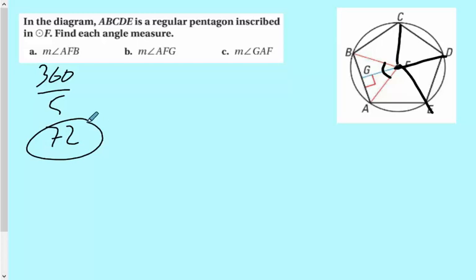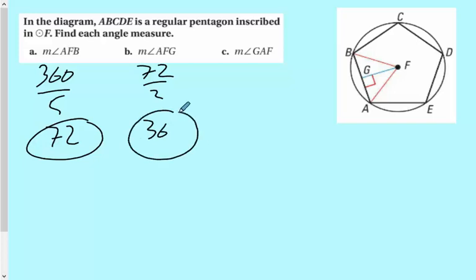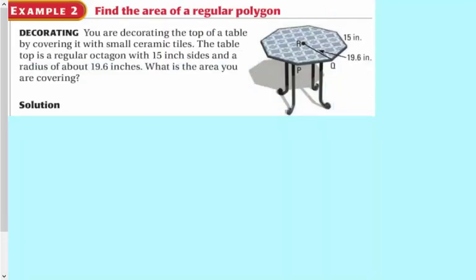So that would be, if I erase my disaster here, AFG would be half of that. So 72 divided by 2. And then GAF. So they want this one right here. Well, if this is 90 and this is 36, then this would be 54. So these angles, specifically this 36, that angle right there, will help you potentially find pieces or side lengths that you're looking for. So keep those strategies in mind.